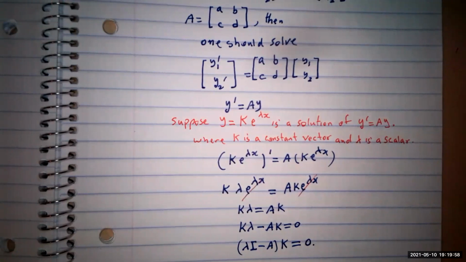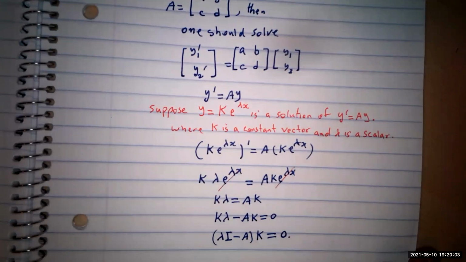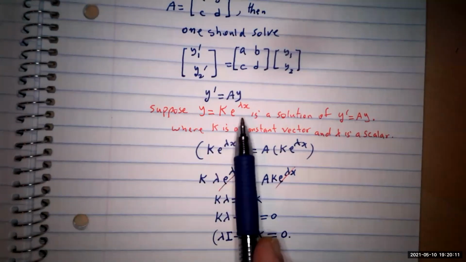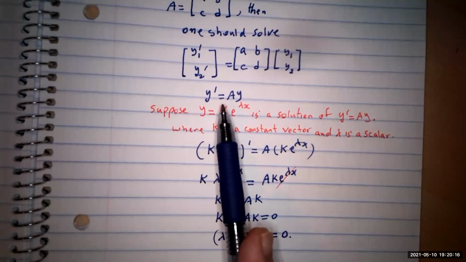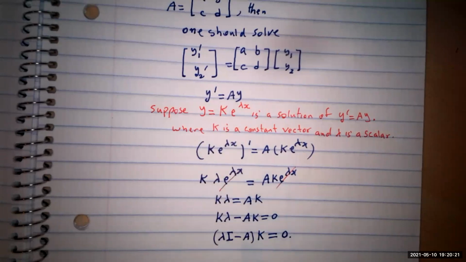See? So we get a very nice conclusion over here. So the conclusion is going to be what? The conclusion is that y equal to k e to the lambda x is going to be a solution of this matrix equation, or a solution of a system, if you like, if and only if lambda is an eigenvalue of a matrix A with the corresponding eigenvector k. So that's it.